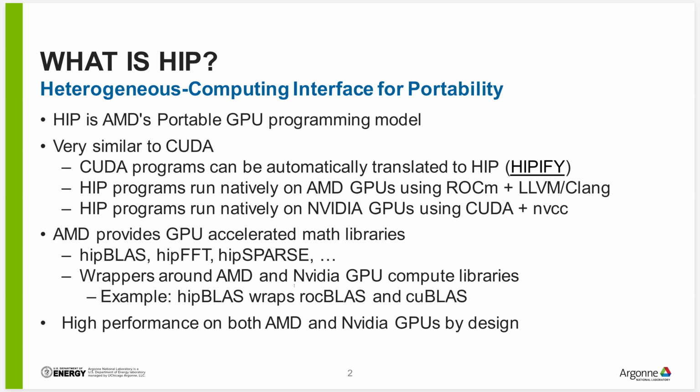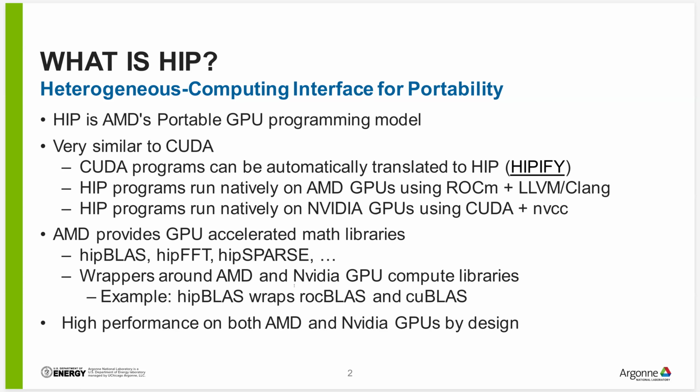So HIP is an acronym for Heterogeneous Computing Interface for Portability. It's AMD's portable GPU programming model. For those of you who are savvy with heterogeneous programming models, it's very similar to CUDA. Some would say it's a copy-paste. But it has some nice features, in that you can directly translate CUDA programs to HIP with a tool called Hipify.